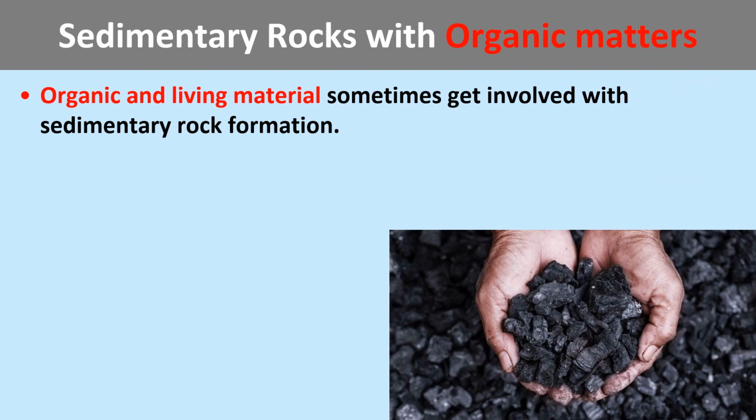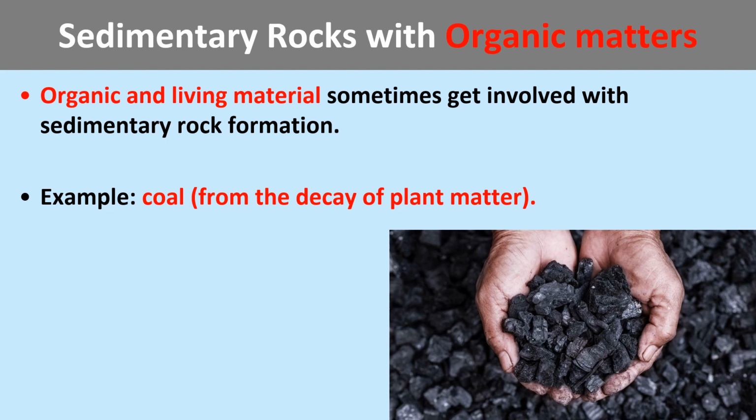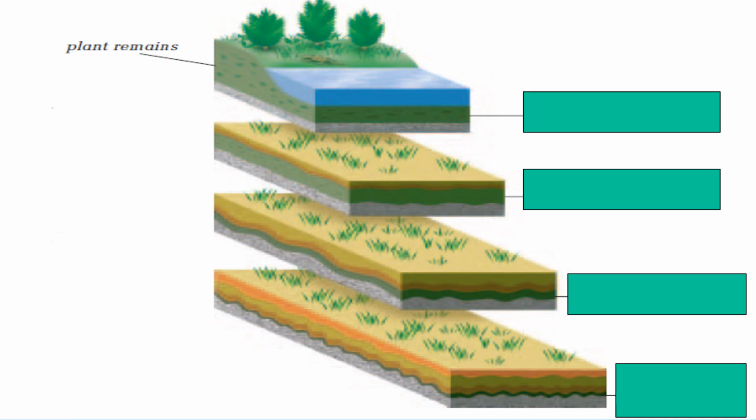What about the dead plants and organic matter? That's what Alberta is known for. They become petroleum, a petroleum source. Coal comes from dead plants, and dead animals generally turn into our good old fossil fuel, oil, if you will. The oil sand, you can think of that one. Organic and living materials sometimes get involved with sedimentary rock formation. Like I said, coal is the product of the decay reaction of dead plant matter.